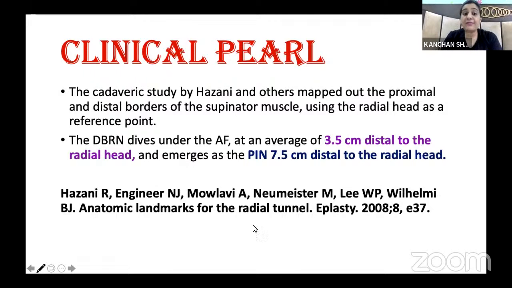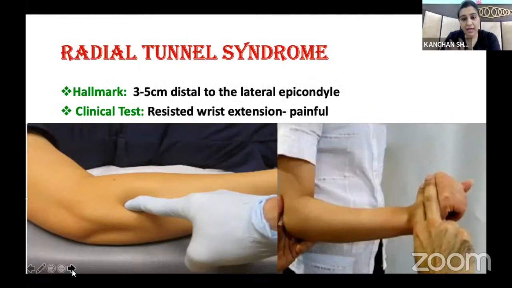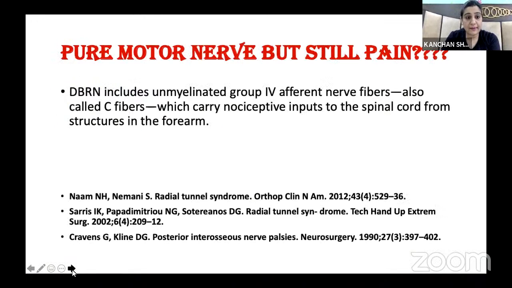And remember, this is very important for us to find out that 3.5 centimeters distal to the radial head, it divides and it emerges as PIN 7.5 centimeters distal to the radial head. Maybe clinically it won't be that useful, but if you want to look for entrapment of this, exactly if you put your probe, you will be able to see the PIN at this site. Okay. Then I have already discussed this.